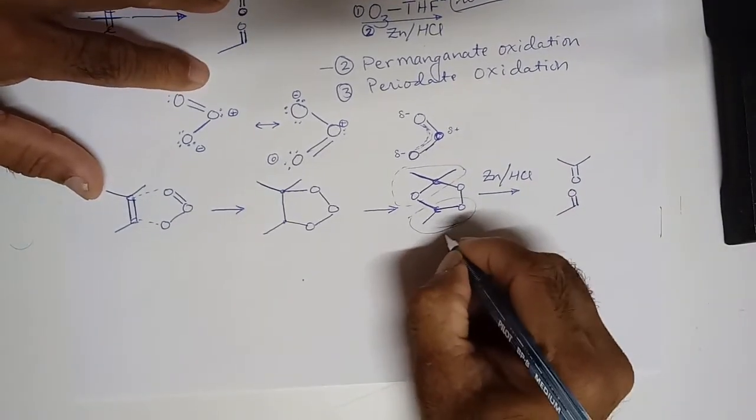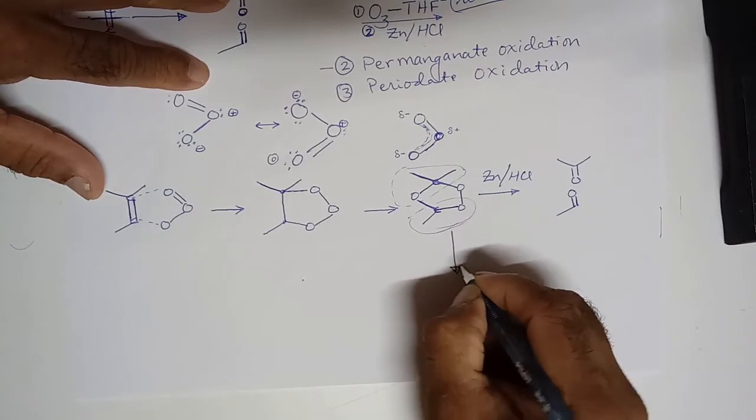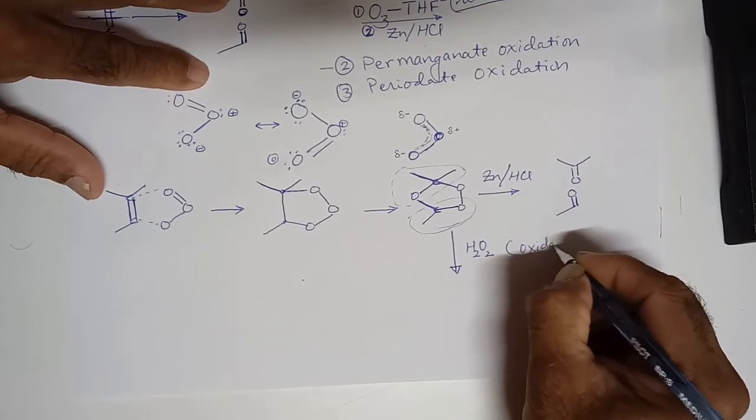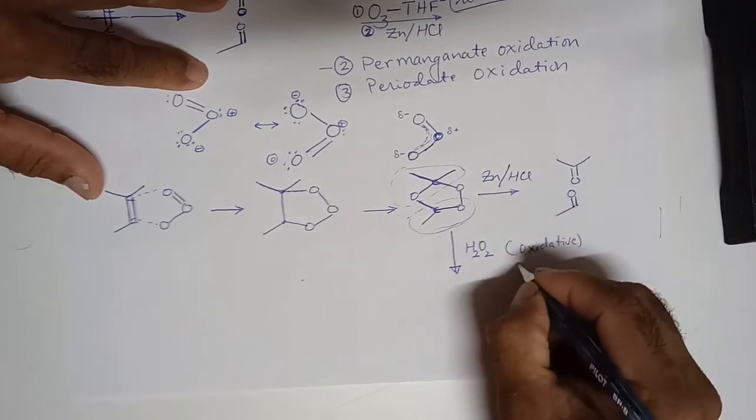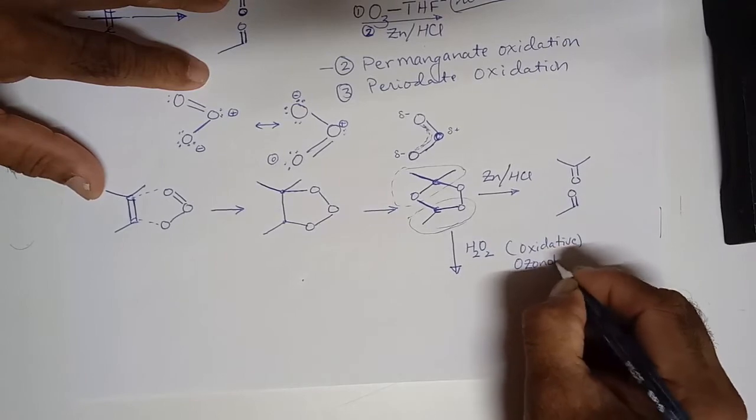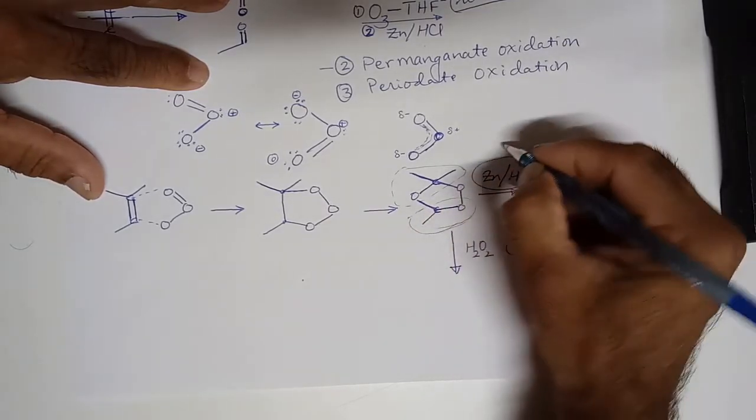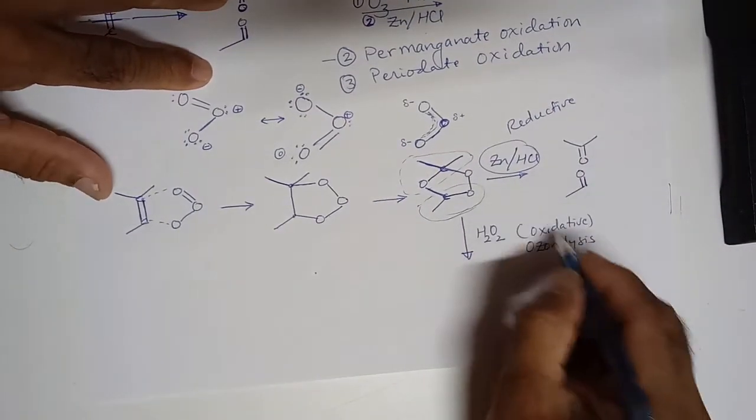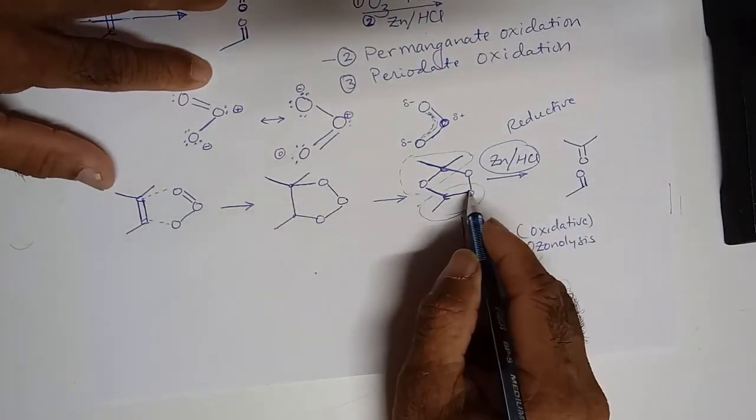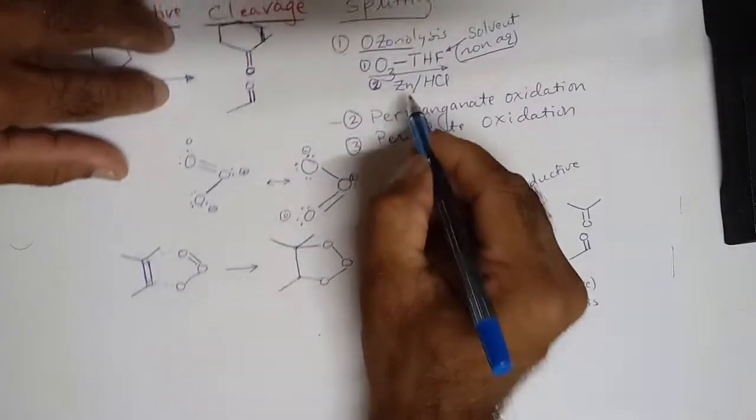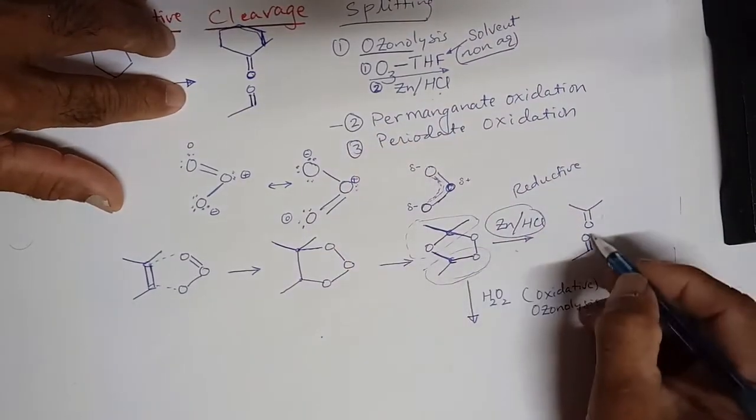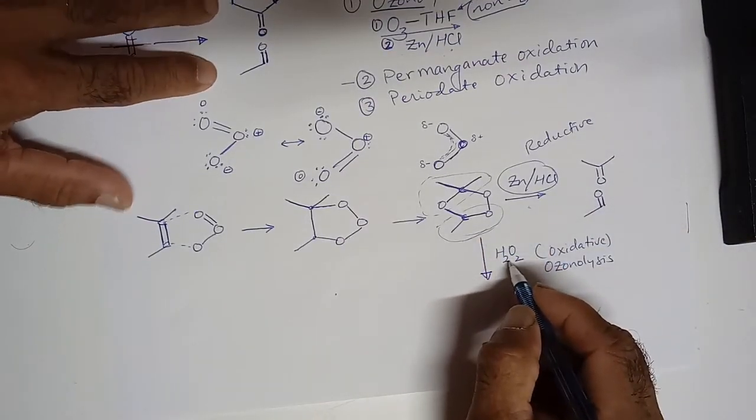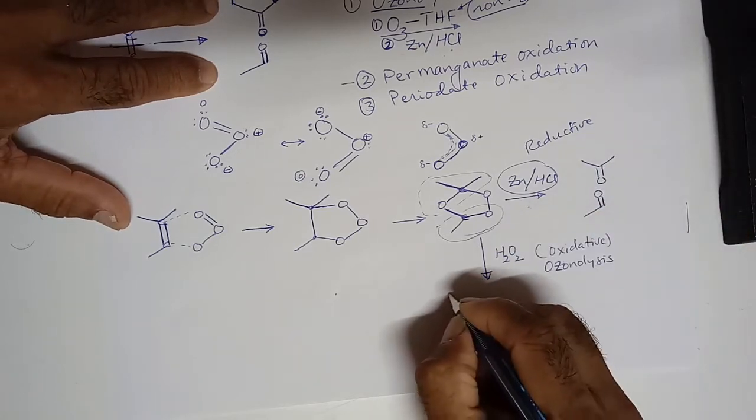Now when we use hydrogen peroxide instead, which is considered oxidative ozonolysis, this is reductive ozonolysis. Okay. If it is oxidative ozonolysis, we have reached up to here. The step number 2, in this case I wrote Zn HCl, gives you this, right? But if it is hydrogen peroxide, the top part is going to be still the same.